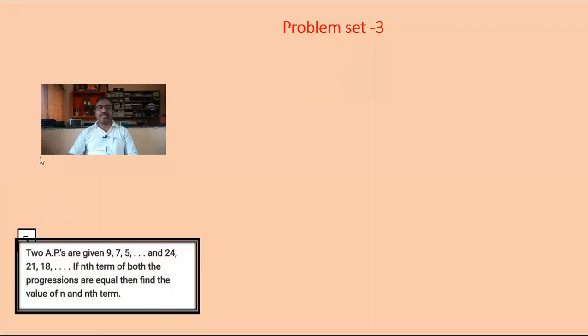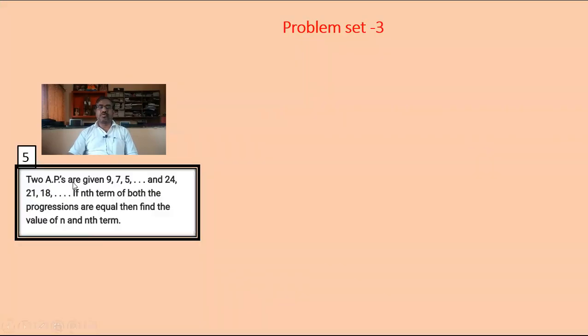Problem number 5. Two arithmetic progressions are given: 9, 7, 5, and so on, and 24, 21, 18, and so on. If the nth terms of both the progressions are equal, then find the value of n and the nth term.